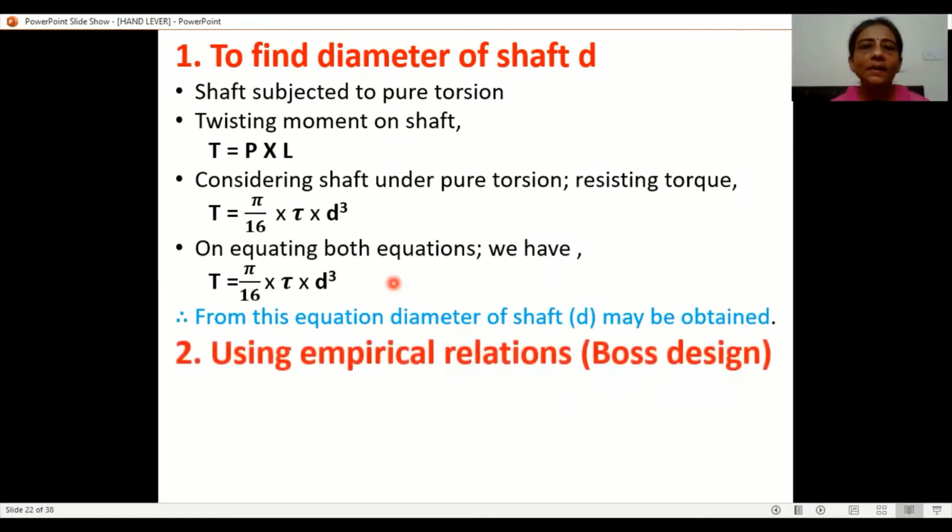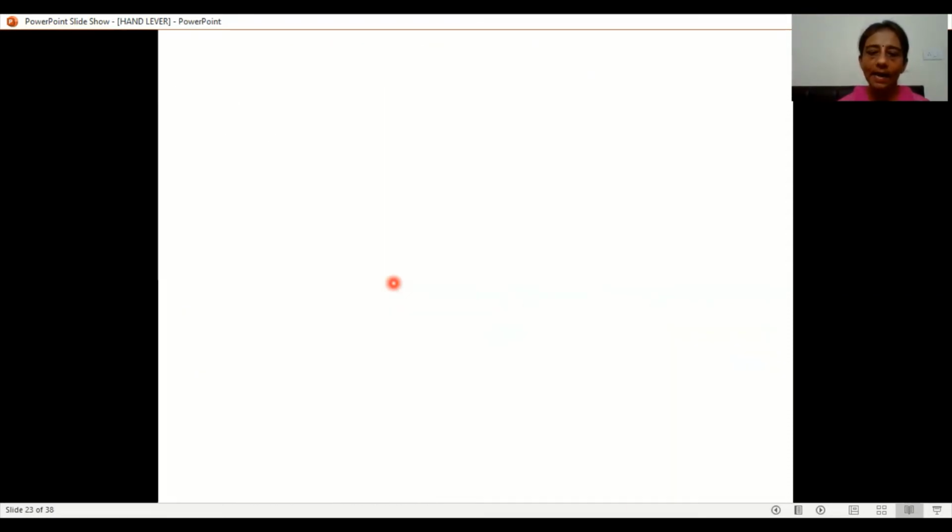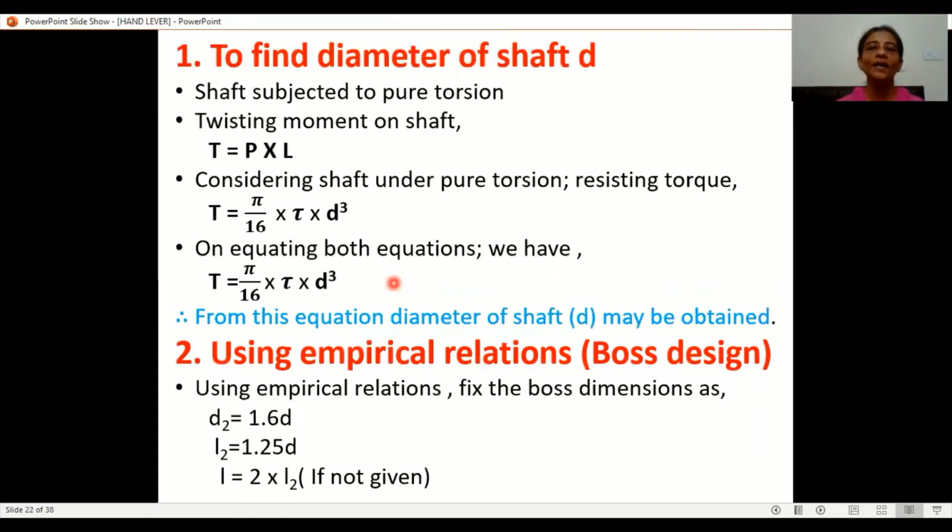Second step is the dimensions of boss. There is no failure of boss as such which we will be considering. So we will use empirical relations for the dimensions of boss. Outer diameter of boss is 1.6 times D and length of boss is 1.25 times D. If overhang length is not given to us, then we will take it as 2 times the length of boss.